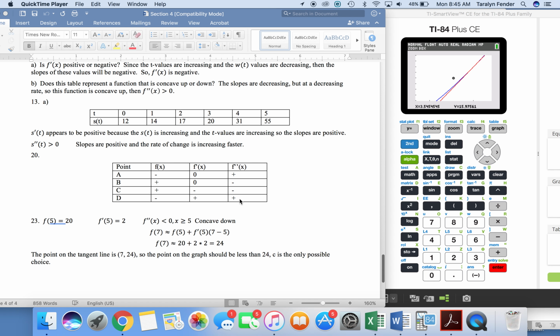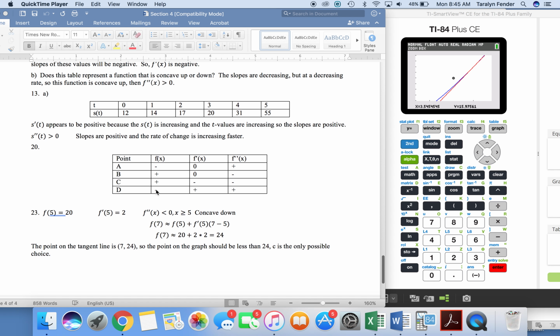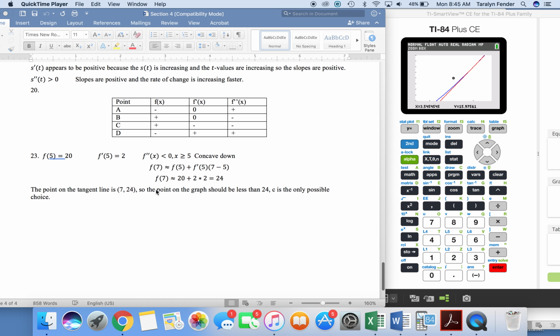You have to look in your book for number 20, and the function, you look at only what the function is. The function at a is negative, the derivative is 0, the double prime, second derivative, is positive. So go over that, just make sure you understand that. If you have any questions, please email me.